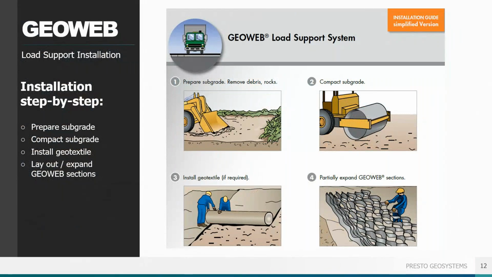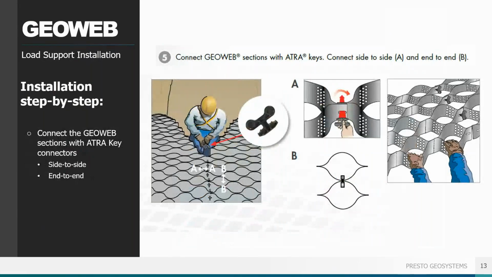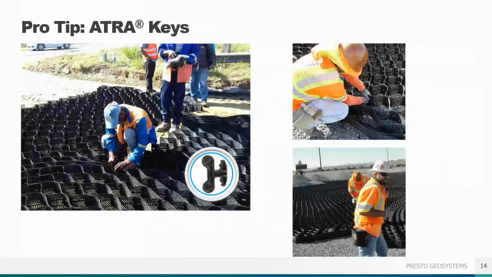So here's a quick overview of the installation process. You start by getting the subgrade ready, then geotextiles or other planar geosynthetics as required by design. Next, lay out the GEOWEB sections. The GEOWEB sections are then interconnected, and that connection is usually the ATRA key.